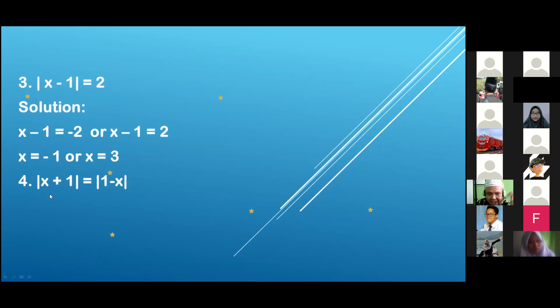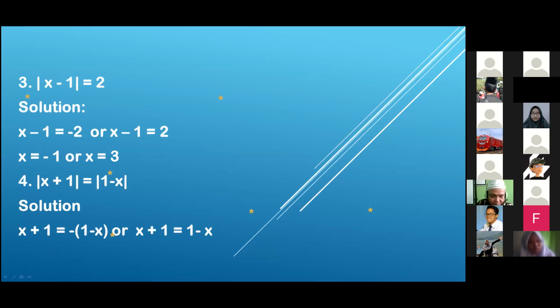The first case, x plus 1 positive, 1 minus x positive. And the second case, x plus 1 positive and 1 minus x negative. Now we have 2 cases. The first case, x plus 1 equals negative times 1 minus x. And the second case, x plus 1 equals 1 minus x.